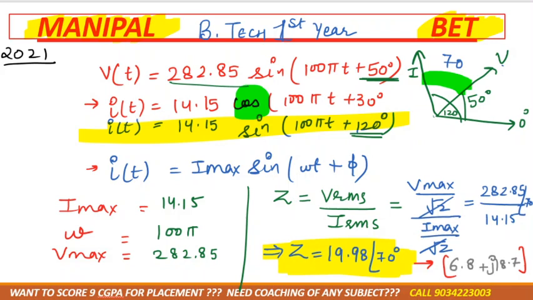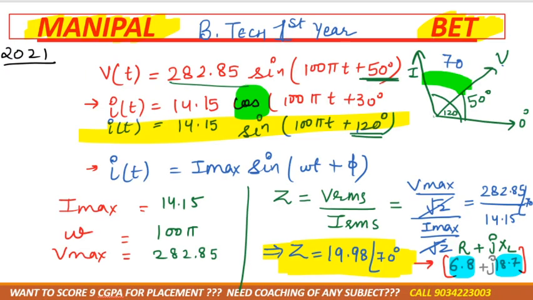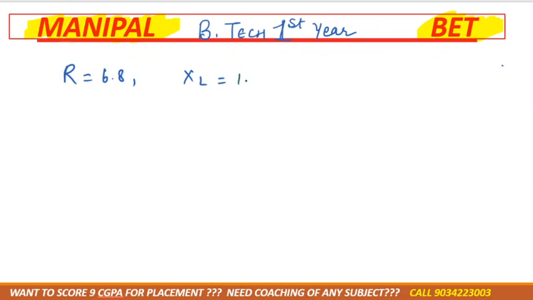After converting from polar into rectangular form, we'll get 6.8 plus j 18.7. That is R plus j XL form, right? If we compare it, R is 6.8 and XL is 18.7, right? So if we know the value of XL, can we get the value of L?